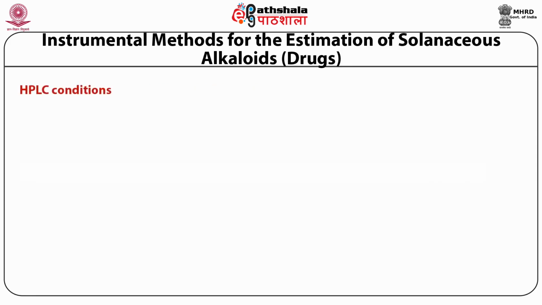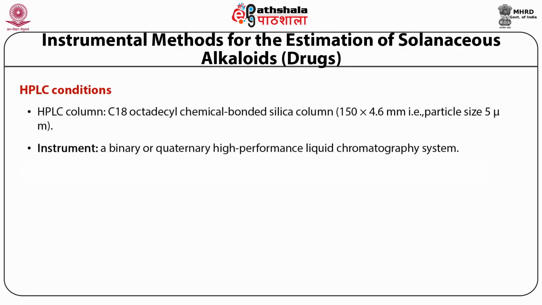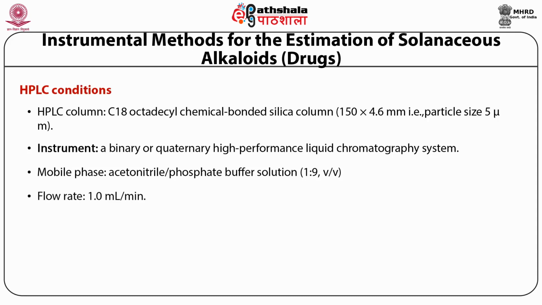For HPLC conditions, we need an HPLC system which has a C18 column and a binary or a quaternary pressure system. A pump system is needed to pump these fluids, the mobile phase. The mobile phase consists of acetonitrile and phosphate buffer, usually at a flow rate of 1 ml per minute, and detection is usually carried out at 250 nanometers.